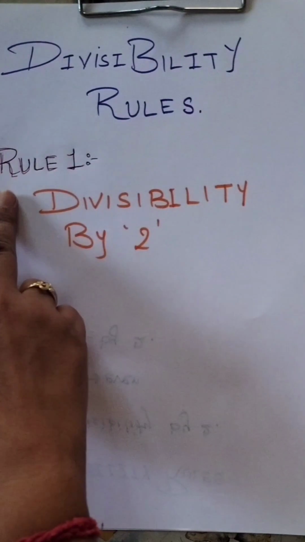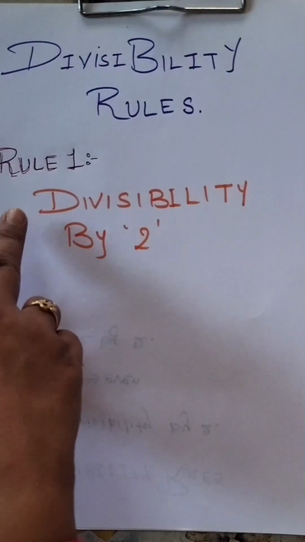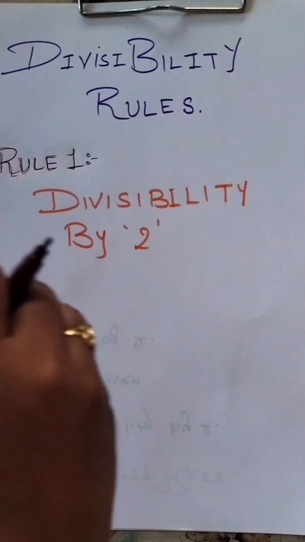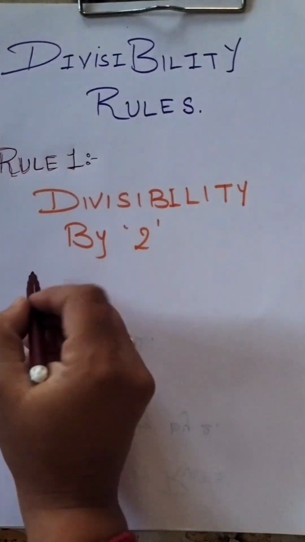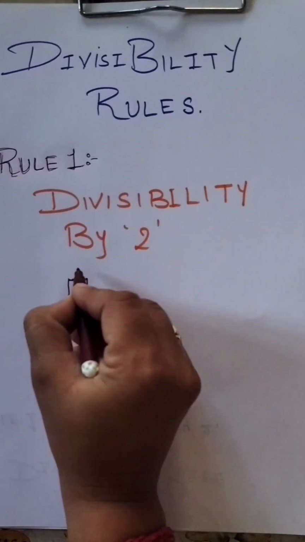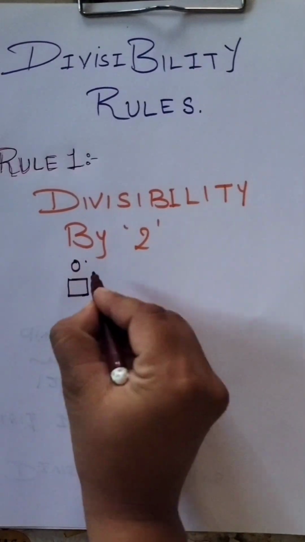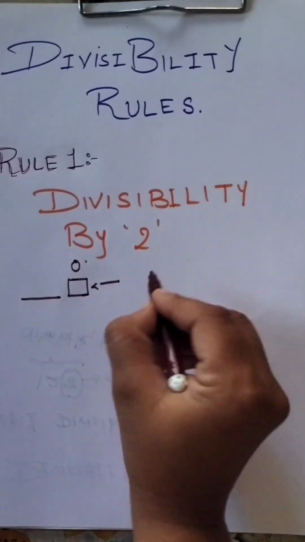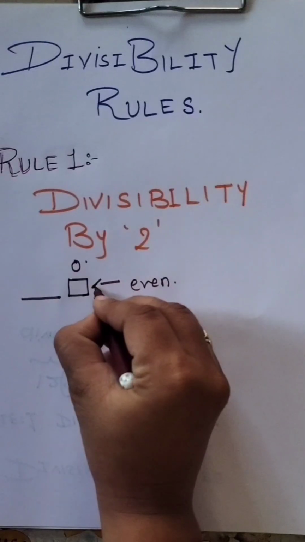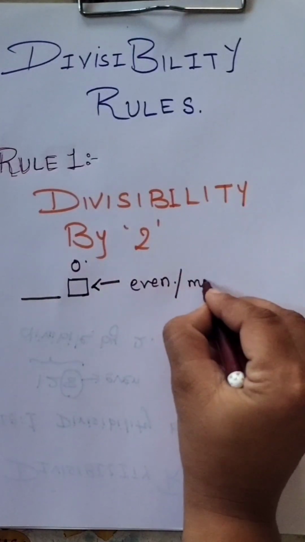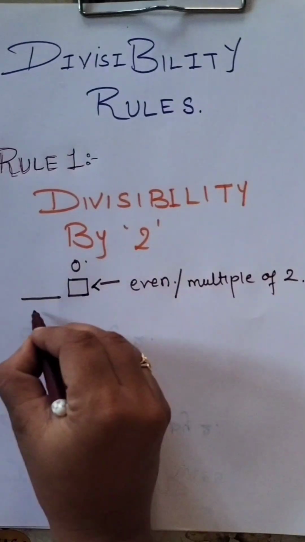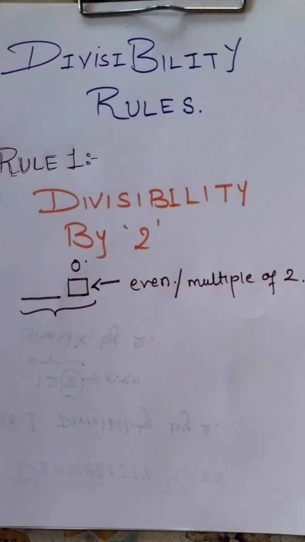Let's see the first divisibility rule, that is divisibility by 2. Suppose I want to check whether a number is divisible by 2 or not. What I have to do is see the digit at the ones place or units place. If the last digit is even or a multiple of 2, then the whole number will be divisible by 2.